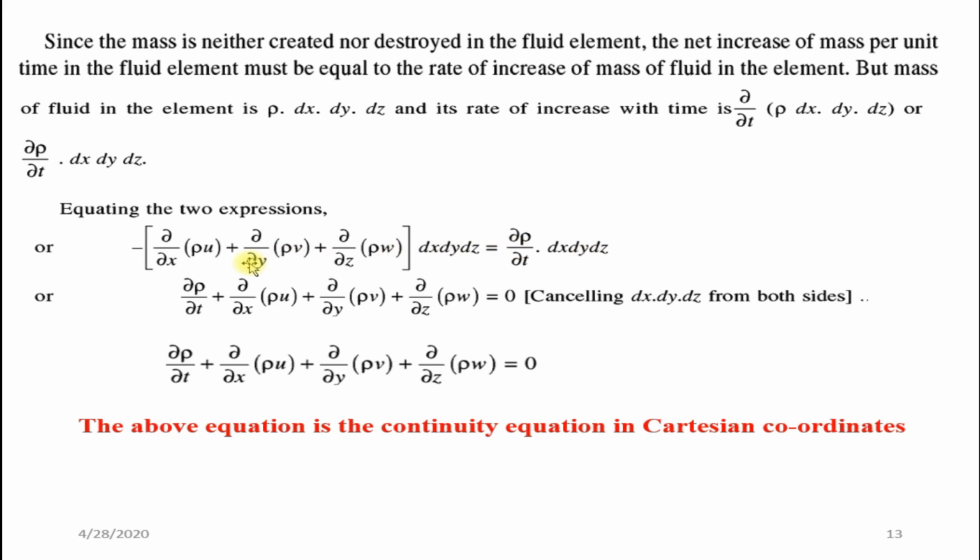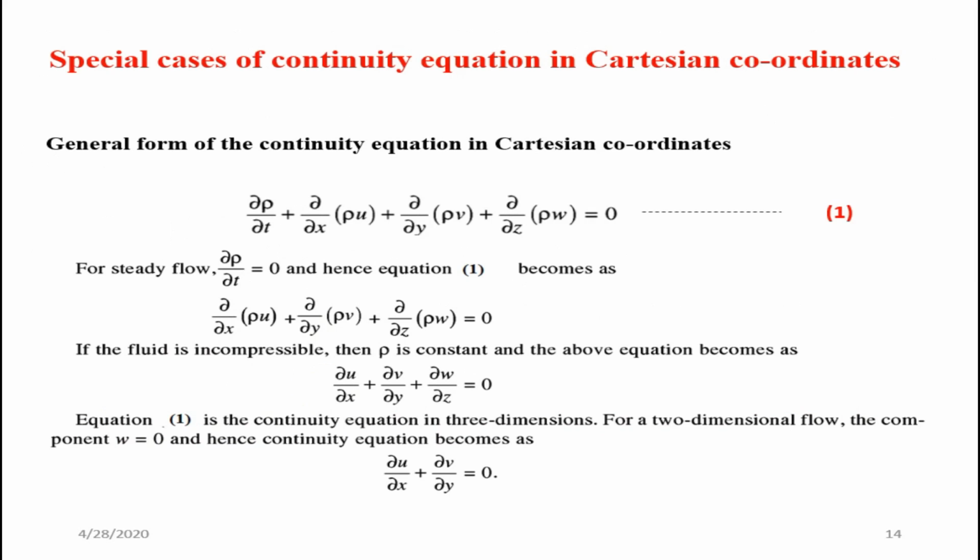The net gain in the mass flow rate in all x, y and z directions, the equation is here, and ∂ρ/∂t into dx dy dz is the rate of increase of mass with respect to time. If you equate these two, you will get the continuity equation in Cartesian coordinates. Now we will see the special cases of the continuity equation in Cartesian coordinates.